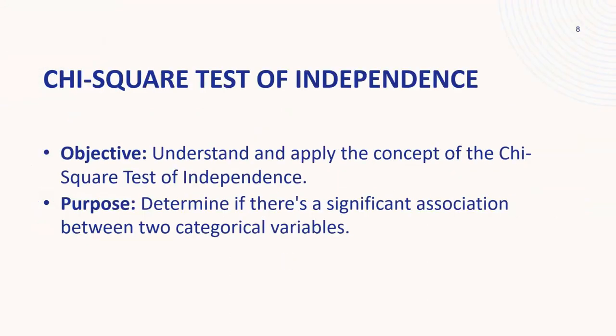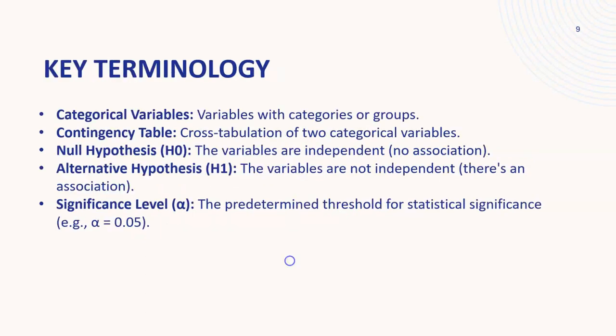Now what is the objective and purpose of chi-square test of independence? First you have to understand the concept of the chi-square test of independence, and then you have to test and check whether there is a significant relationship or association between the two categorical variables or not. So that using the chi-square test of independence, you are going to check whether the two categorical variables are associated to each other or not.